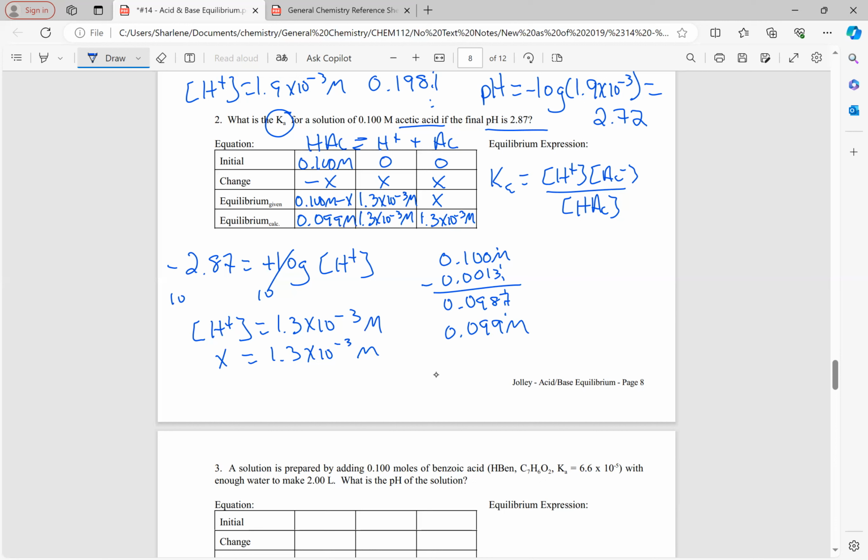What in the world was I looking for? I'm looking for Ka, and so I'm going to plug them in, because those are all equilibrium concentrations now. So it's 1.3 times 10 to the minus third times 1.3 times 10 to the minus third over 0.0987. So my Ka is 1.7 times 10 to the minus fifth.